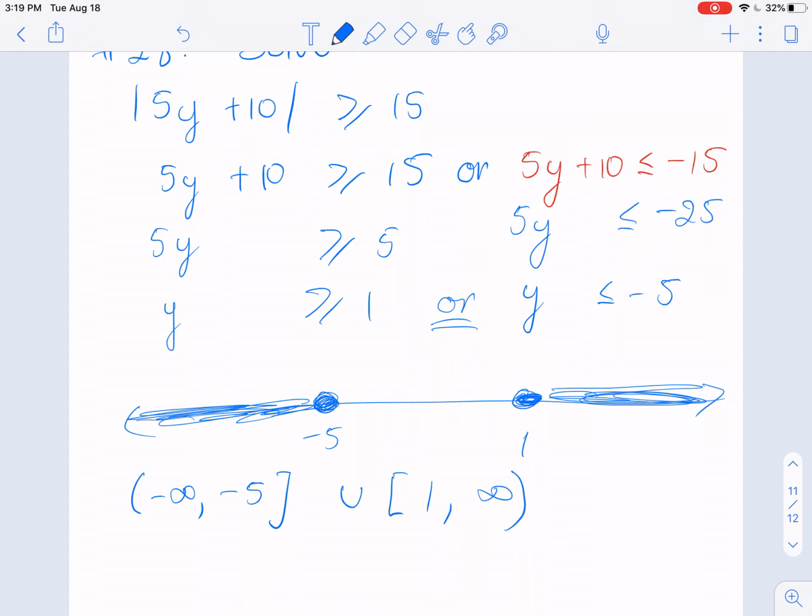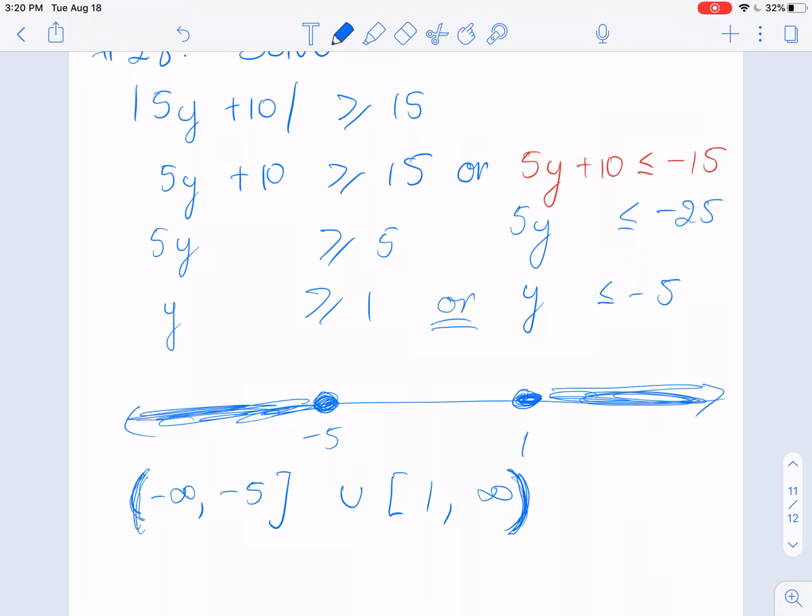Okay, notice that for infinity, you always use parentheses. It's not a number, so you can't really include it. Okay, so make sure you use parentheses for negative infinity and positive infinity.